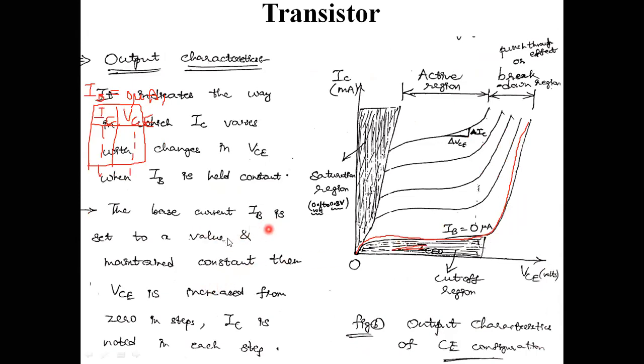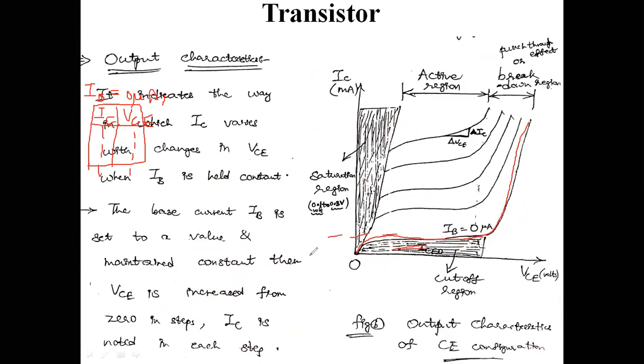The base current IB is set to some constant value. After that, by varying this VCC, VCE is increased from 0 in a stepwise manner. IC, the collector current, is noted in each step. Initially, it is at a constant level, and a constant current flow takes place.